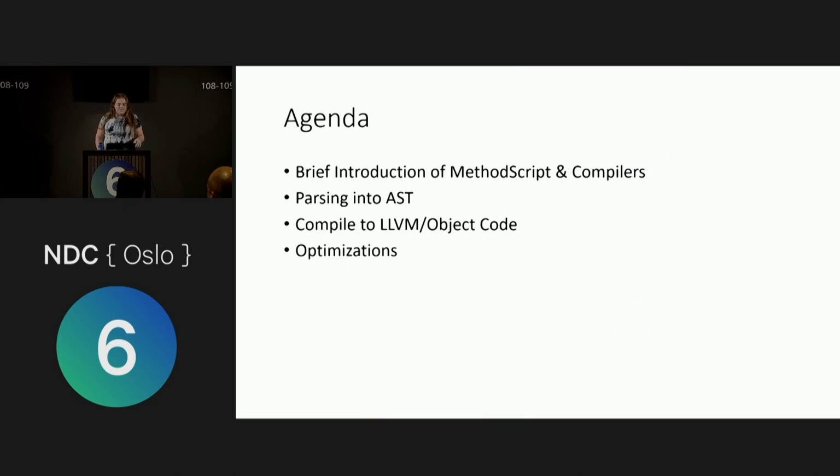So here's the agenda. There's just a brief introduction of MethodScript and compilers in general, what they do. We'll talk about how you parse the program into an abstract syntax tree, the AST. You'll see this term come up quite a lot. Then we'll take that AST and we'll compile it into LLVM code, and then object code, and finally a binary. And actually, most interestingly, the optimizations that LLVM does. I think that's a very interesting topic to cover.